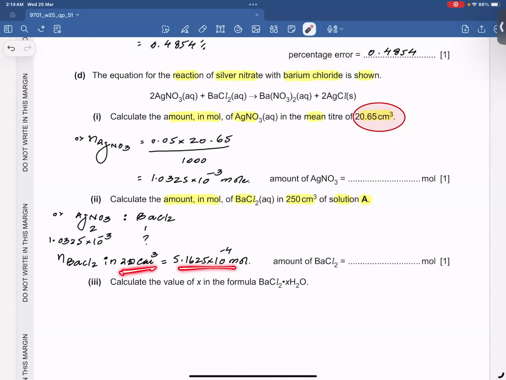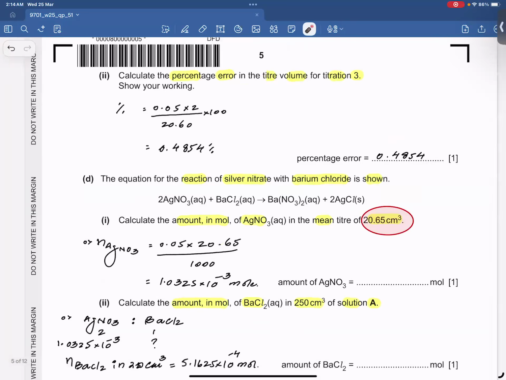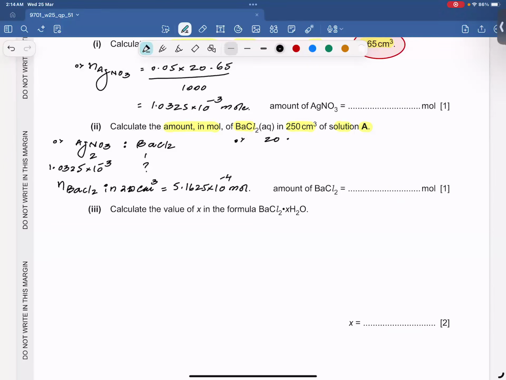How did I know these moles exist in 20 cm cube? Because we determined 20 cm cube from this 250. So when we have moles in 20 cm cube, I need to compare those moles with 250 also. Okay. So let me get that. 20 cm cube of solution contains 5.1625 times 10 to the power minus 4 moles. So in 250 cm cube, how much barium chloride do we have? Times 250 divided by 20. So it's going to be 6.453 times 10 to the power minus 3 moles. And that's the answer for the amount of barium chloride. Okay. Let me recheck my values.